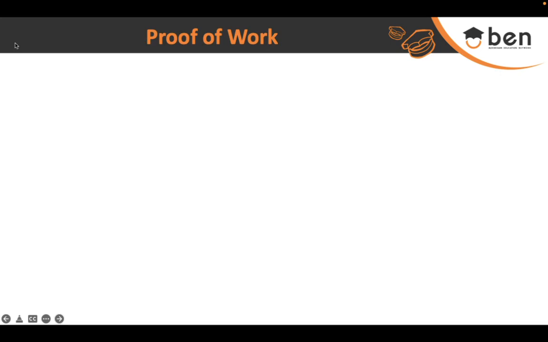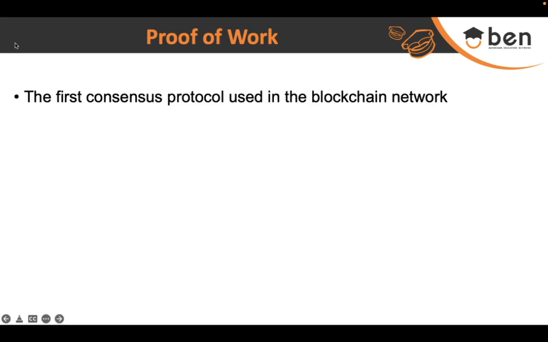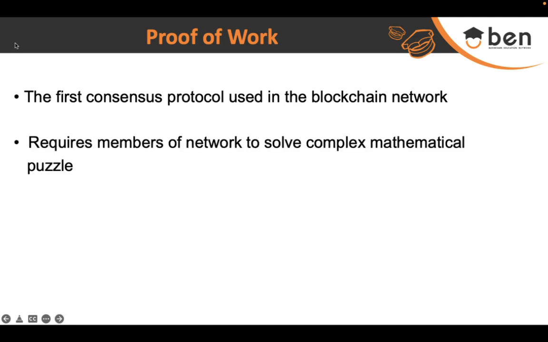So now let's discuss the proof of work protocol. What exactly is the proof of work protocol? First of all, we should know that proof of work was the very first consensus protocol to be introduced in the blockchain network. That is why Bitcoin, the oldest cryptocurrency, uses proof of work as its consensus protocol to date. Ethereum has switched from proof of work to proof of stake recently. Earlier, it was also using proof of work.